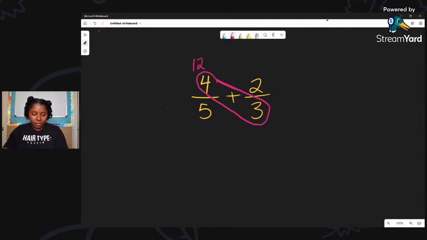Okay. And we make the other wing of the butterfly. Isn't it so pretty? Yay! 5 times 2 is 10. And then we just add them together. Okay. So 12 plus 10 is 22.